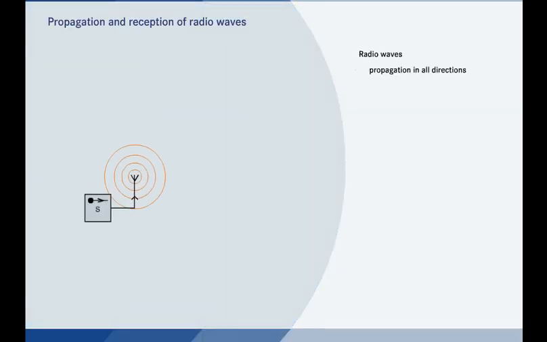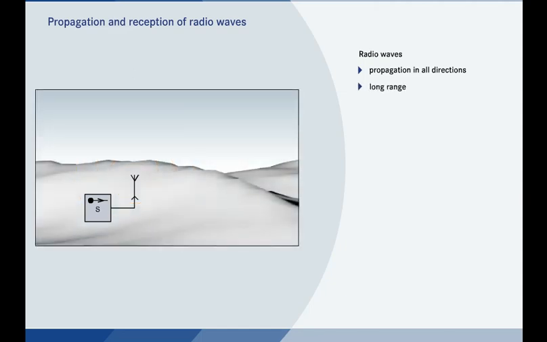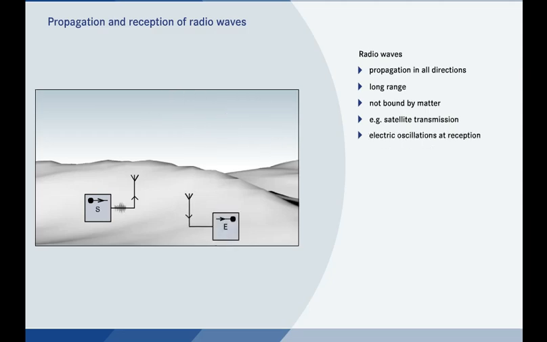Radio waves travel outwards from the transmitter aerial in all directions. They have a far greater range than sound waves, and can travel through a vacuum, as they are not bound by matter. Radio waves can also be used for transmissions via satellite. In a receiver aerial, the electromagnetic radio waves induce electric oscillations. These are processed by the receiver.